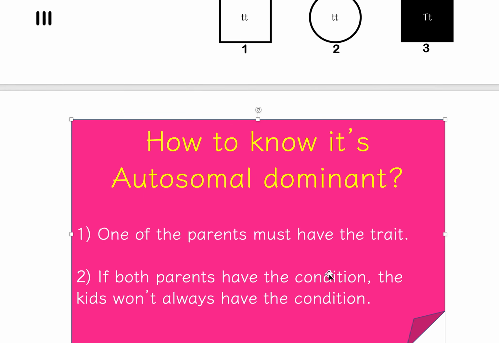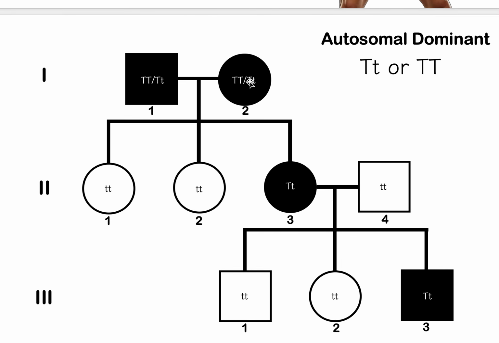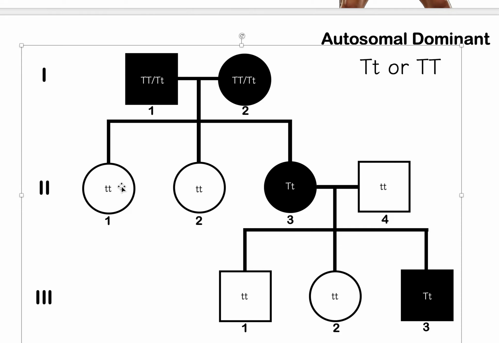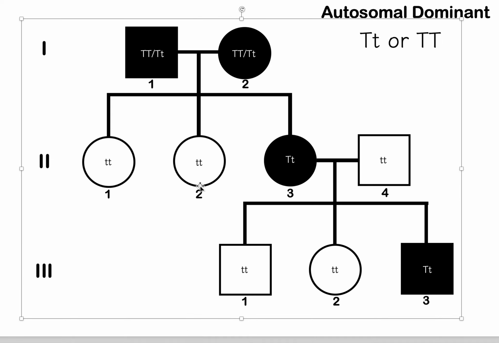If both parents have the condition, the kids won't always have the condition. Why does this make sense? It is possible that this parent here has big T, small t, and they have the condition. And it's also possible for this parent here to have big T, small t, and have the condition. Now, their kids, therefore, it's a possibility that this parent passes on a small t, and this parent passes on a small t. And therefore, their kid may not have the condition, right? So that's very important. It doesn't mean that because both parents have it, the kid will have it, okay?